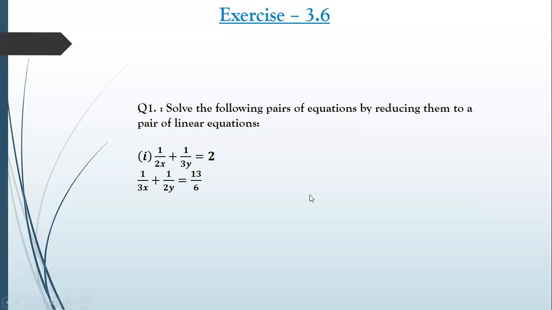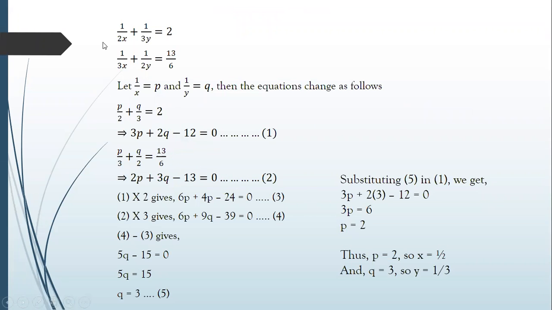Okay, now let us solve the pair of linear equations by reducing them. So here, if you see, they are in reciprocal. So these kind of questions, first we will take 1 by x to be p and 1 by y to be q. So p by 2 plus q by 3 will be 2. We get 3p plus 2q minus 12 equal to 0 and 2p plus 3q minus 13 to be 0. So solving these two equations, we get q as 3 and substituting this value, we get p as 2.